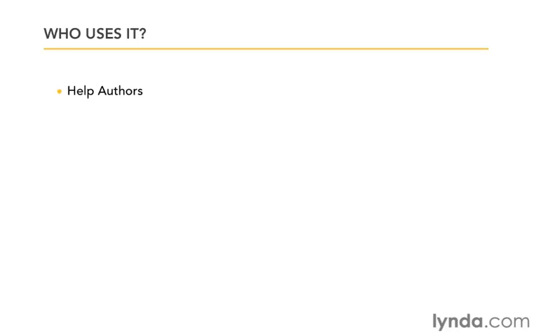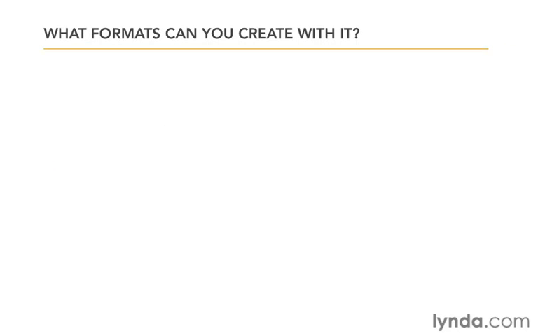Well, help authors, obviously, but so do technical writers and programmers who might be tasked with creating help systems for desktop applications, maybe web-based applications, or even hard copy help documents like learning manuals and user guides. With RoboHelp 9 HTML, you can create help files in a variety of formats, including PDF, which is of course portable document format, viewed with a PDF reader like Acrobat on your computer.